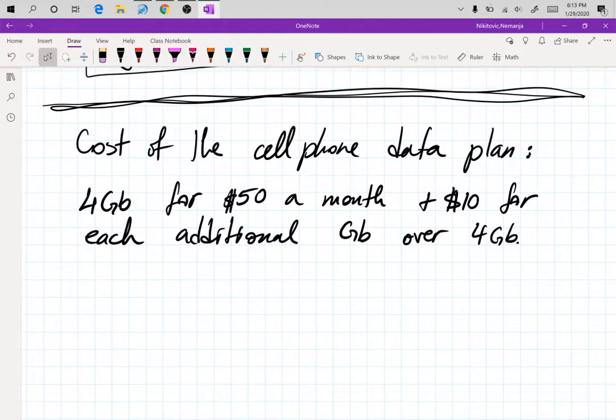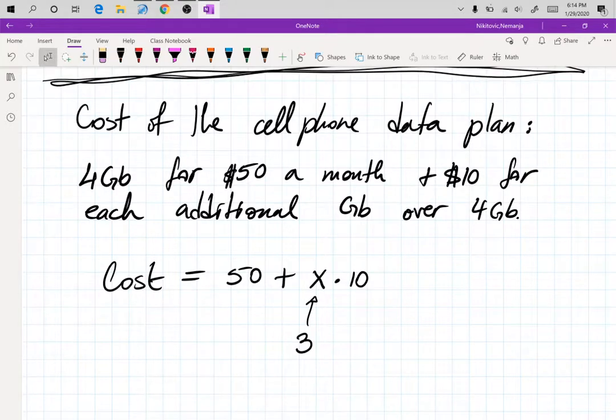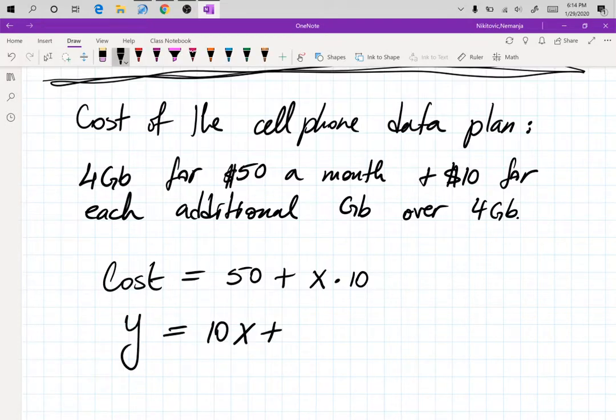So what do I have? I have 50, which is the flat fee. So let's say cost, C, equals, or bill equals, $50 a month plus the unknown extra use of data, x, times $10 for each. So if I plug in x equals 1, that means I used 1 gigabyte extra, and then times 10 is $10. If I plug in 3 for 3 extra gigabytes, then 3 times 10 is $30 plus 50 is 80, as you suggested. So I hope you see y equals mx plus b when you arrange that in the order that you are used to seeing it.